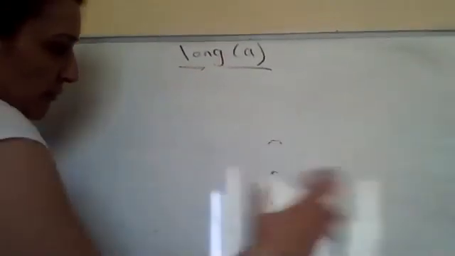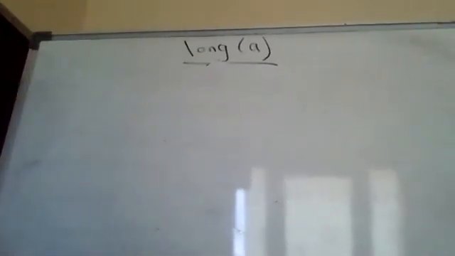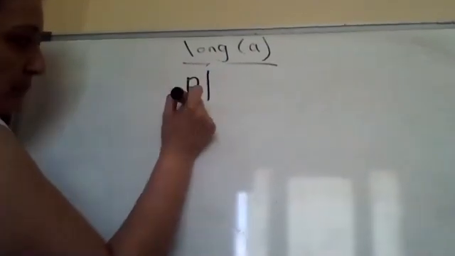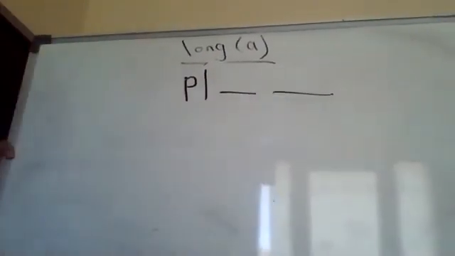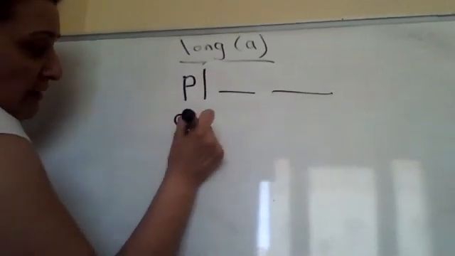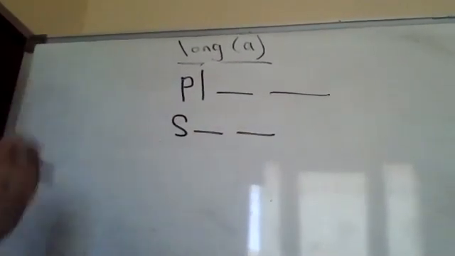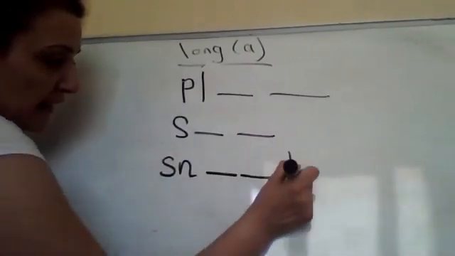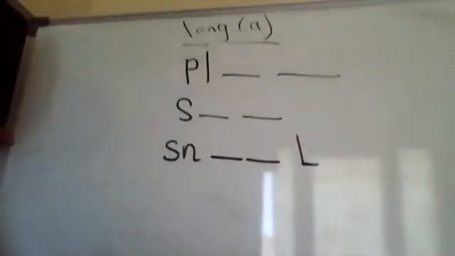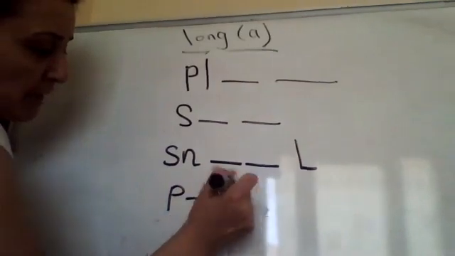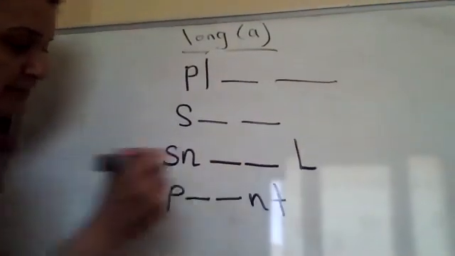Look, for example, I have the word play. I will write PL, then I will open two spaces. I have the word say, S, two spaces. I have the word snail, SN, two spaces, then I have L. Then I have the word paint, P, two spaces, then I have NT.